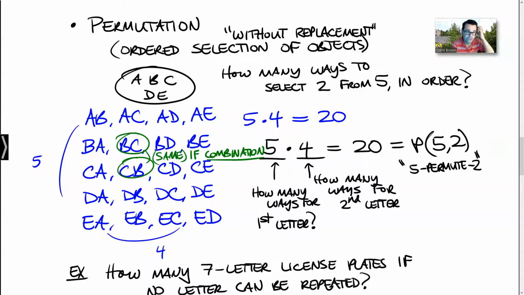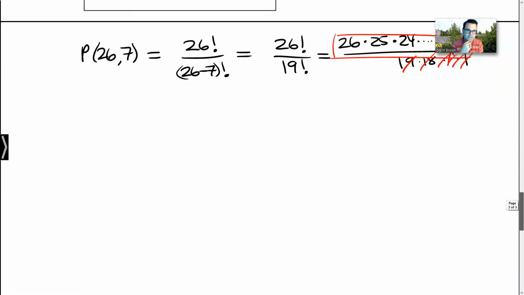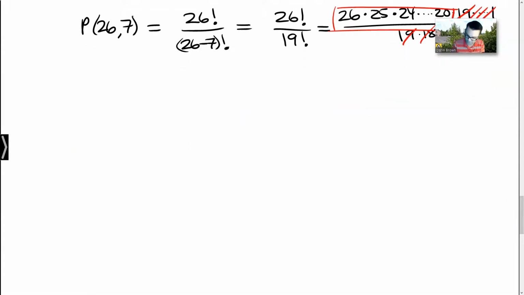So in a permutation, the order matters. BC is not the same as CB. But with a combination, they are the same because it's just B and C. It doesn't matter what order. So that's called a combination. It's an unordered selection of objects. This is a lot of stuff that you would go through in a statistics class if you study probability theory, or in a discrete math or finite math class where you'd study counting and probability.